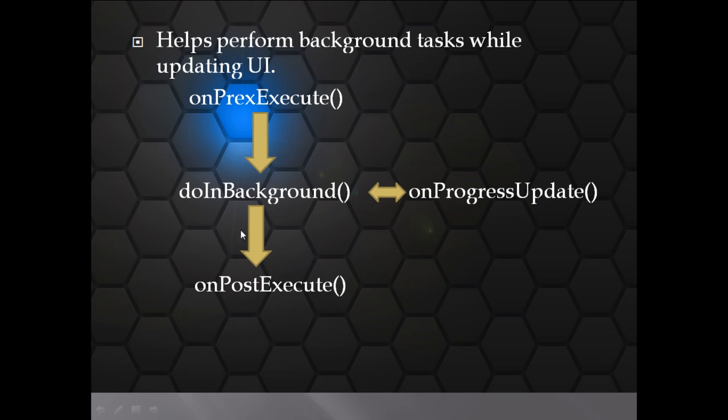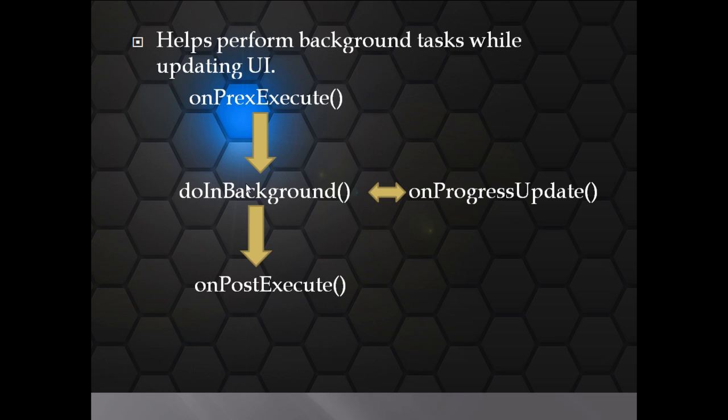This is where the main work is done, and this method works hand in hand with the onProgressUpdate method. It does this by calling a method known as publishProgress. The publishProgress sends a value to the onProgressUpdate, and the onProgressUpdate updates the UI. After the doInBackground method is over, the onPostExecute method is automatically called, that is, if you implemented it in your code.